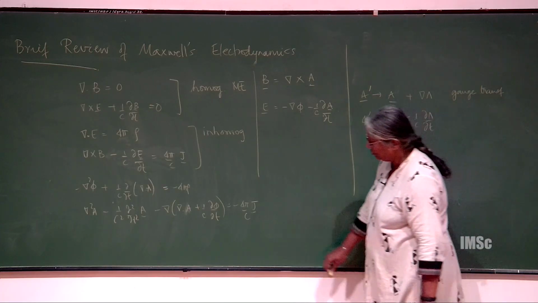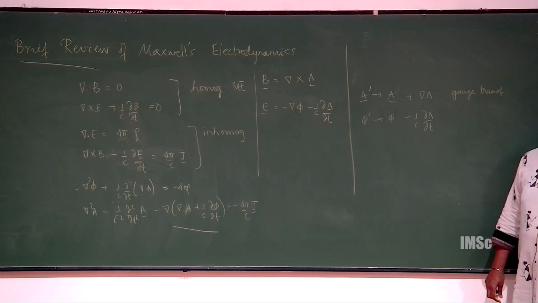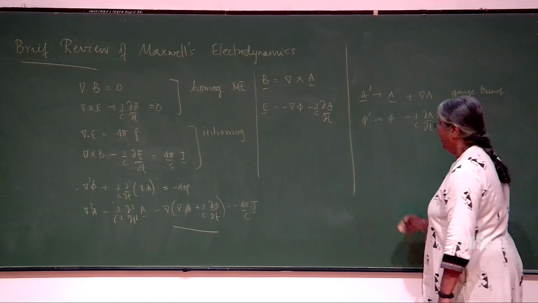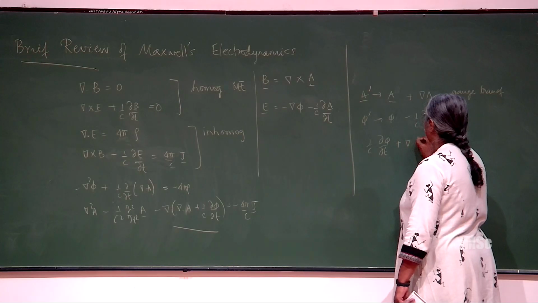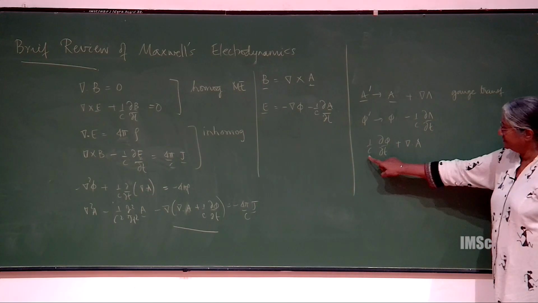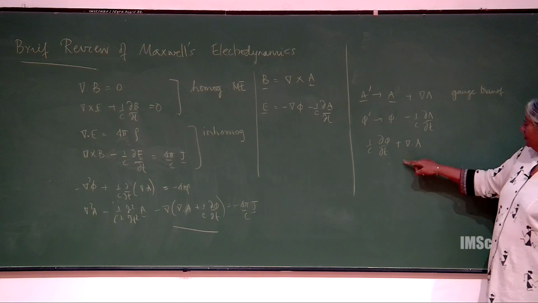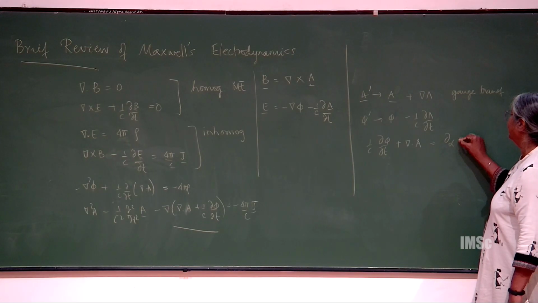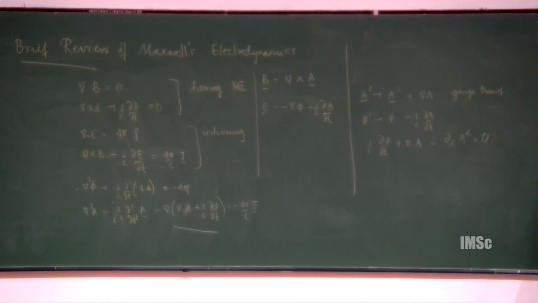But you see what happens to this extra piece over here. This extra piece becomes 0. So I will have 1 by c d phi by dt plus del dot A. c dt is x naught, del is x1, x2, x3. So this is simply d alpha A alpha is equal to 0. Suddenly I have brought back my 4 vectors, otherwise you will never remember what this is. You will remember it because of this, right? That is the power of this 4 vector notation.